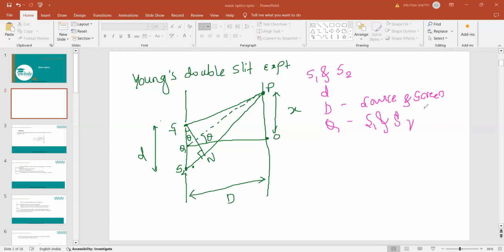The next thing we are going to do is derive the expression for the fringe width. Fringe width is denoted by the letter beta. Fringe width is nothing but the distance between two consecutive bright fringes or dark fringes.